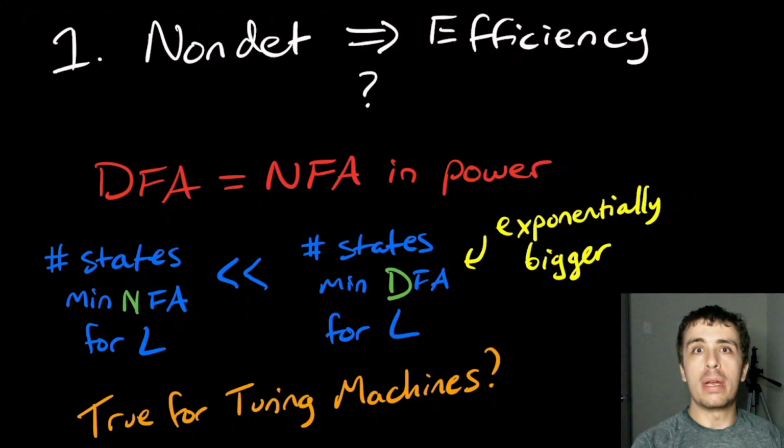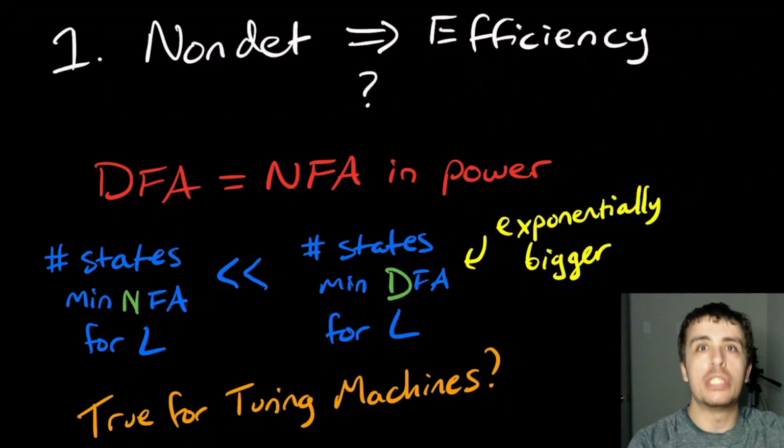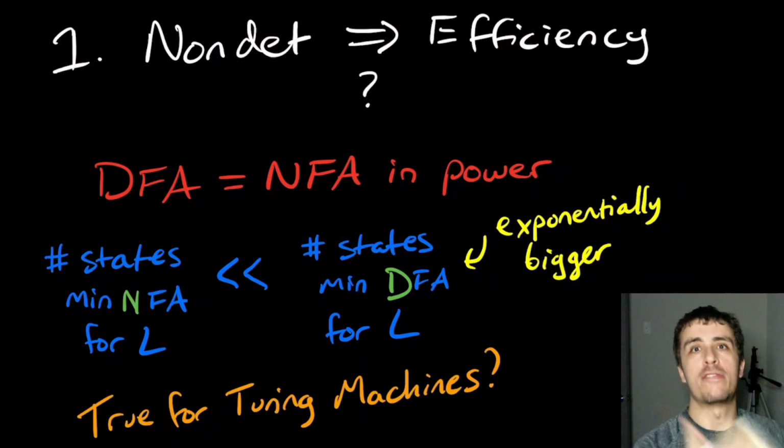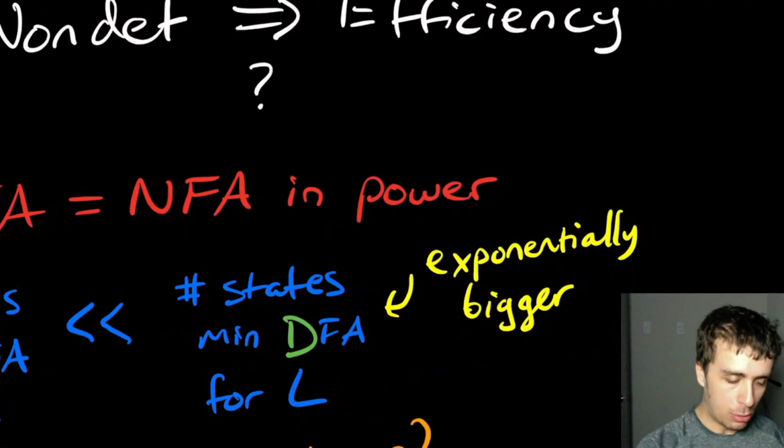So the first one is, does non-determinism lead to efficiency? And the answer in general is no. If you don't know what this is, non-determinism means you have a way of guessing the solution almost instantly in some sense. Like, you know the way to the solution instead of trying to do some additional computation to figure out what the solution is. And the answer is no, in general.